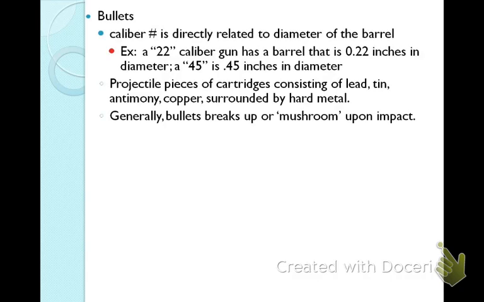When we're looking at bullets, the caliber number is directly related to the diameter of a barrel. So a .22 caliber gun has a barrel that's 0.22 inches in diameter. A .45 is 0.45 inches in diameter. Bullets are projectiles, like I said. They consist of lead, tin, antimony, and copper, and they're surrounded by hard metal. Bullets will break up or mushroom on impact.